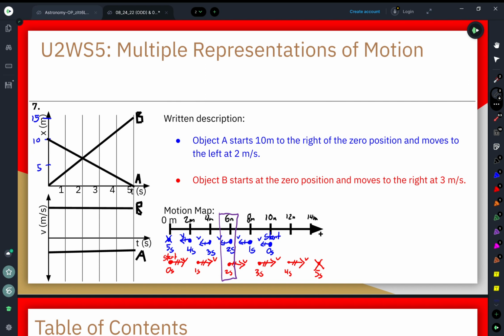We can't necessarily use a velocity time graph to figure out our time and position of intersection. We could use it to figure out displacement, but that won't be overly helpful right now. But these are our 3 ways that we can represent motion here.